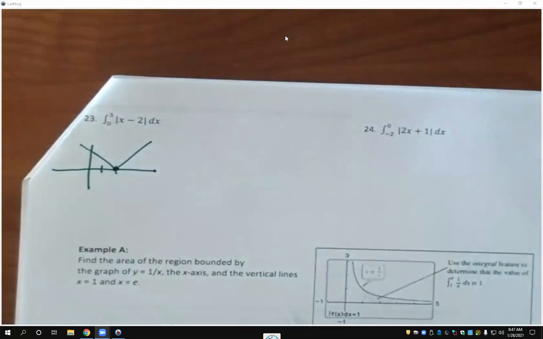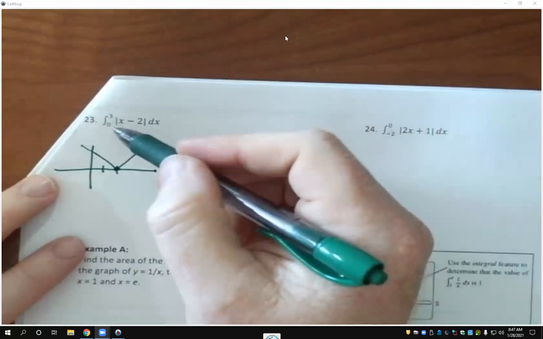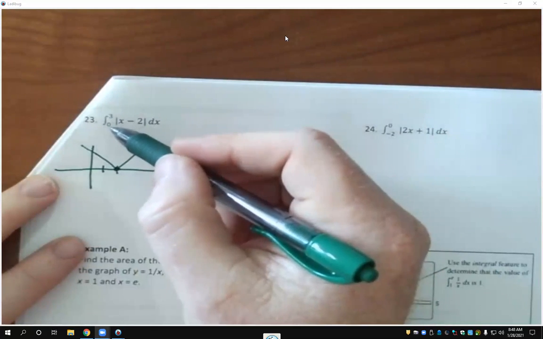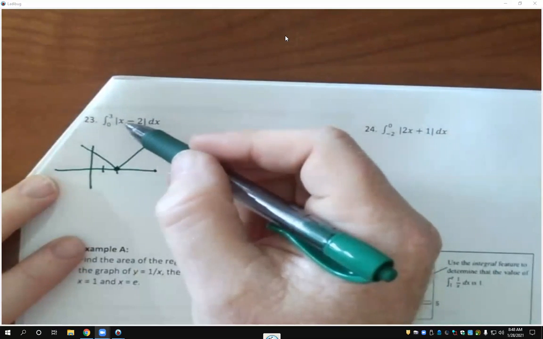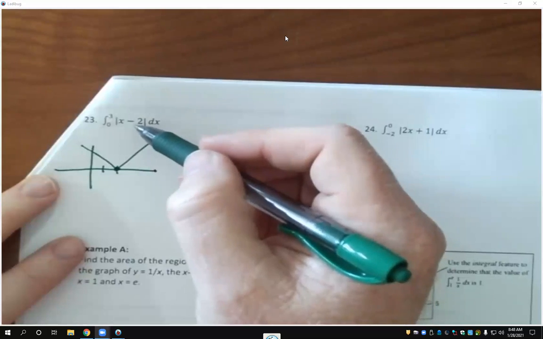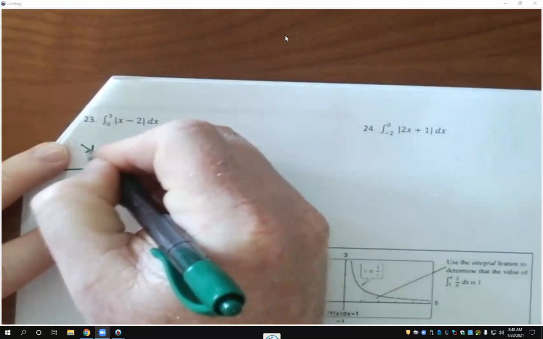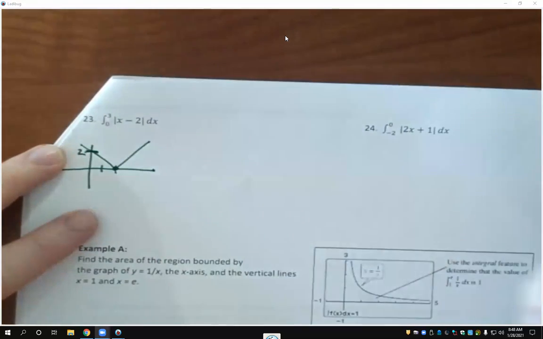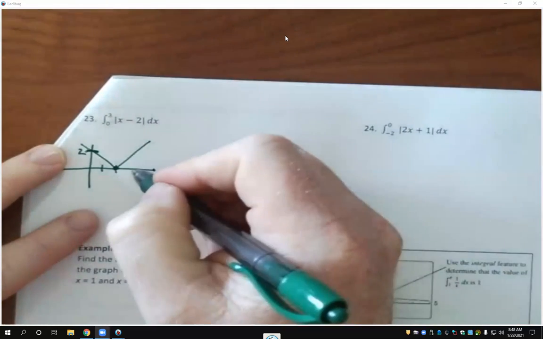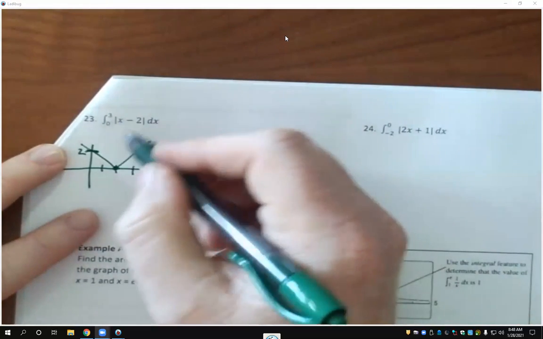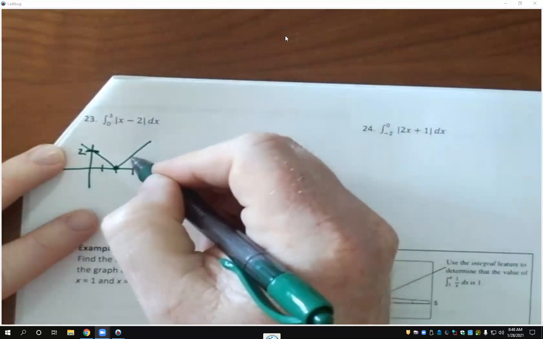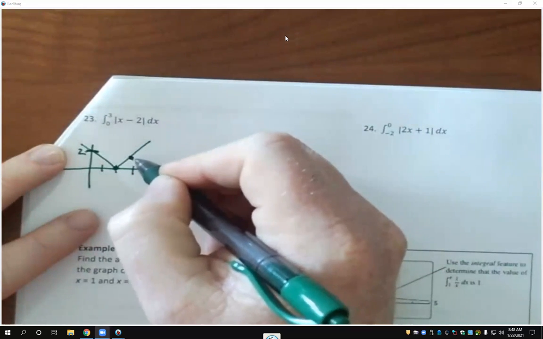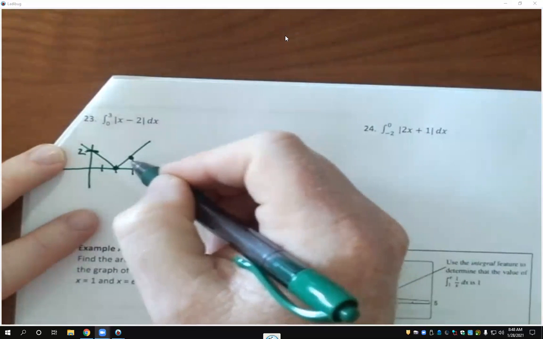We want to know what our value will be when x is 0. So when we plug 0 in, 0 minus 2 is negative 2. The absolute value of negative 2 is 2. So that's going to be a value of 2 right there. And then when we plug in 3, we're going to get a 1. So don't look at my graph. It's not very accurate, but that's a 1.